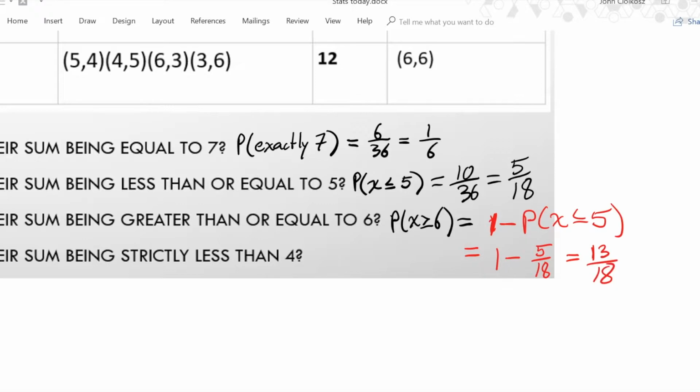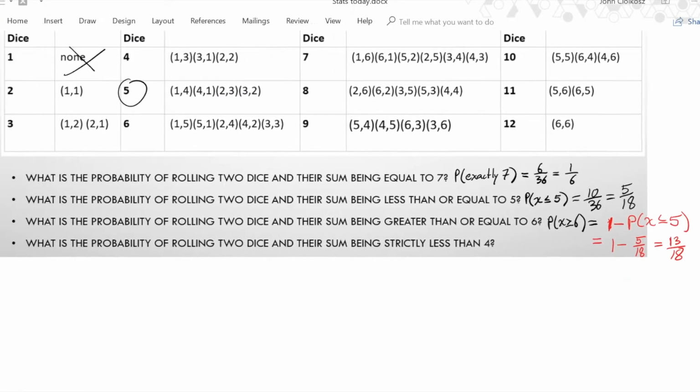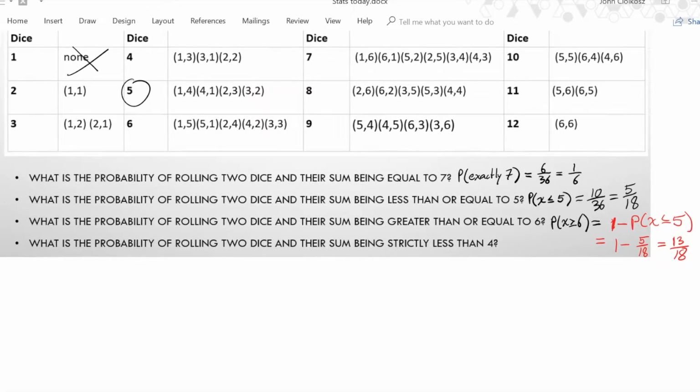Again, or you could just count it and reduce it that way. You would get 26 things out of 36, which reduces to 5 out of 8, or 13 out of 18. So again, sometimes the complement's going to save you a little bit of time there. And last one here for the day, just getting used to the wording.